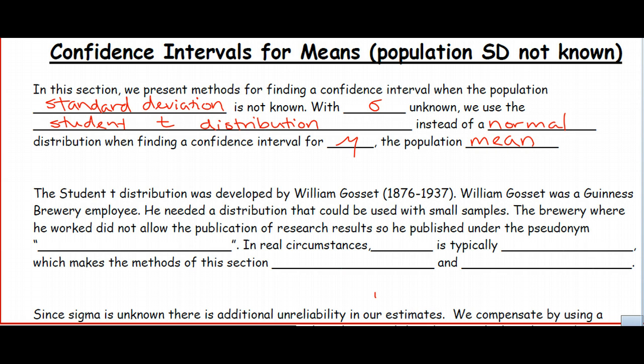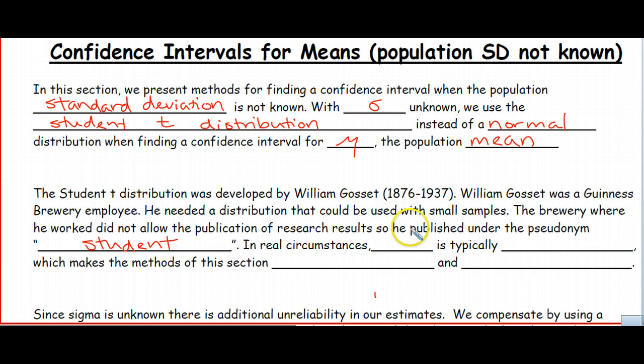The student t distribution was developed by William Gosset from 1876 to 1937. He was a famous Guinness Brewery employee. He needed a distribution that could be used with small samples. The brewery where he worked did not allow publication of research results, so he published under the pseudonym Student. So he didn't use his real name.